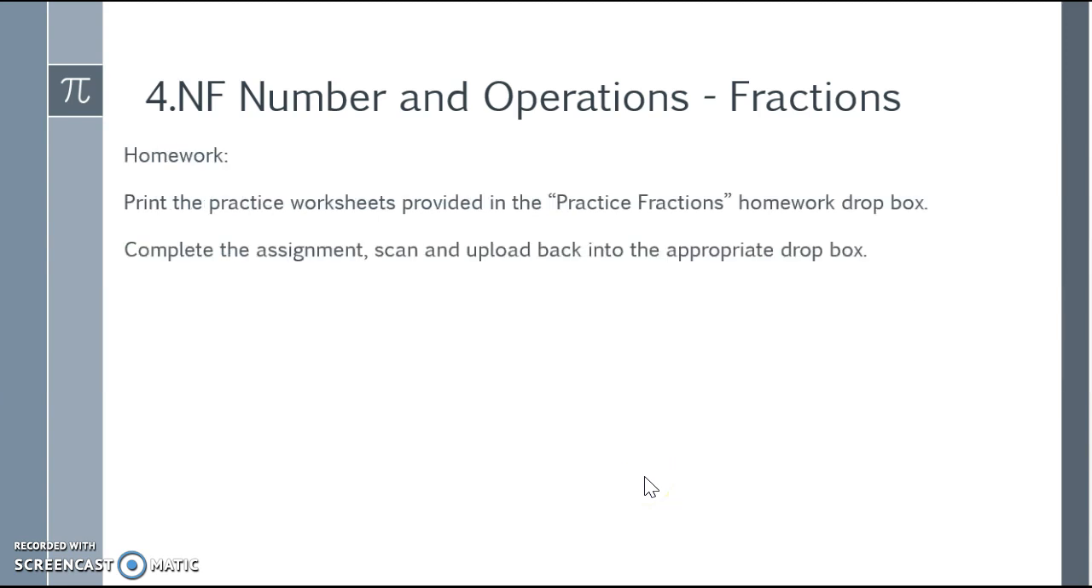Homework. Print the practice worksheets provided in the Practice Fractions homework Dropbox. Complete the assignment, scan, and upload back into the appropriate Dropbox.